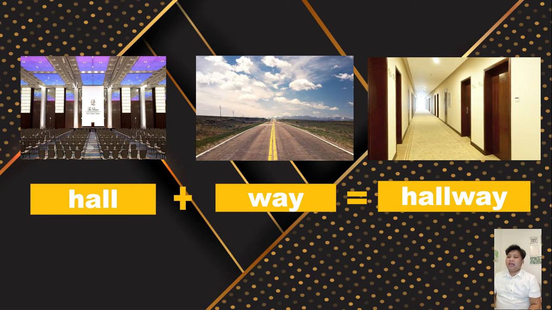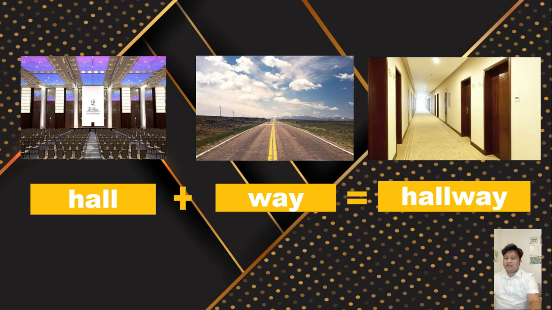Let's go ahead and check what hall means. Hall is an area in the building. It is a large space enclosed by a roof and walls. So again, it's a large area in the building which is enclosed by roofs and walls. That's a hall, like a convention hall. While way means a road, track, or path for traveling along. It could be a street as well.